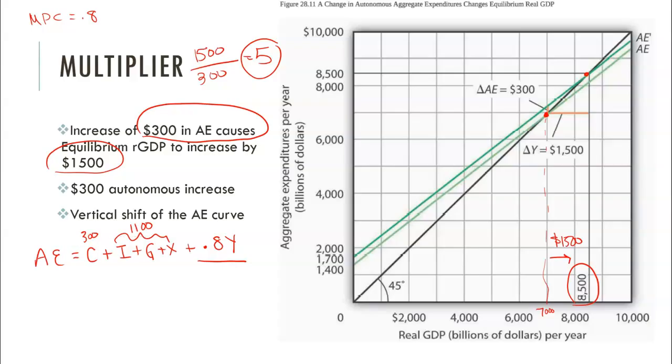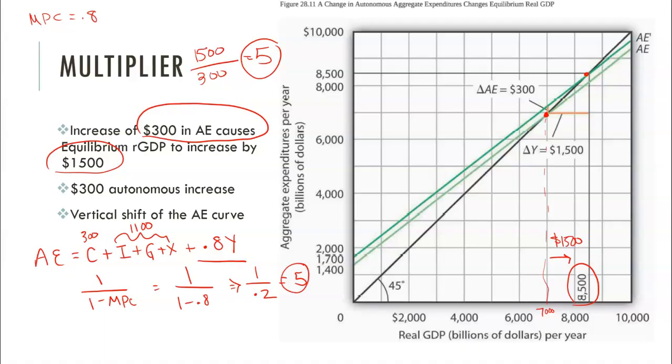Okay, so let's plug that into our equation. From our last slide, we have our multiplier, which is 1 divided by 1 minus the MPC. So 1 divided by 1 minus 0.8, which is going to be 1 divided by 0.2, and that gives us a multiplier of 5.